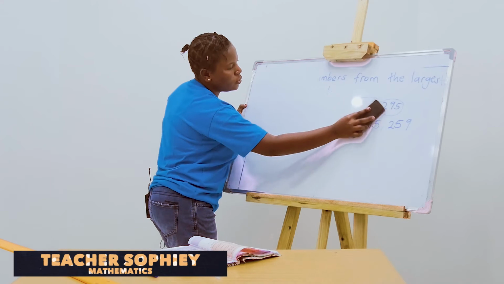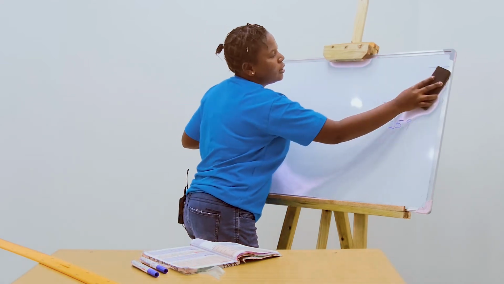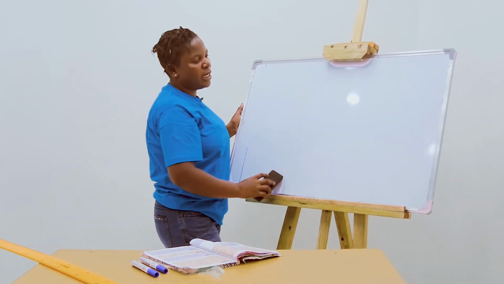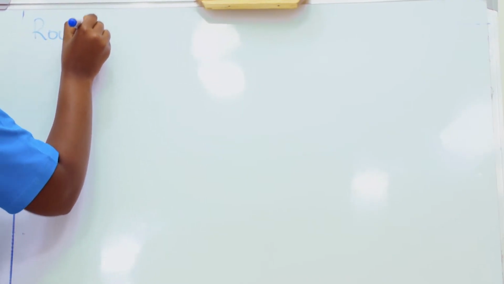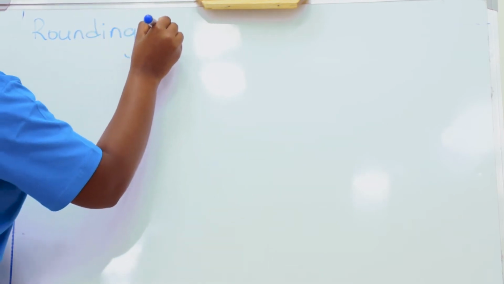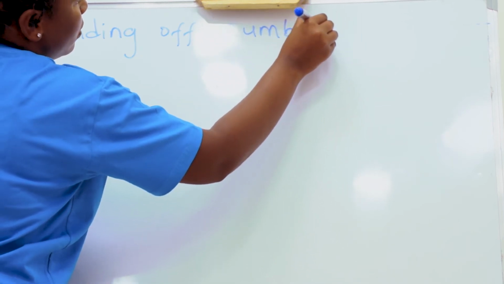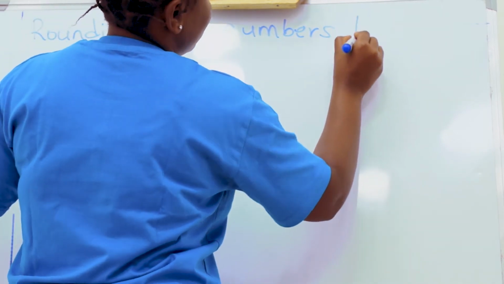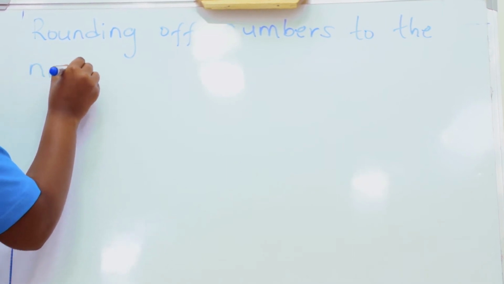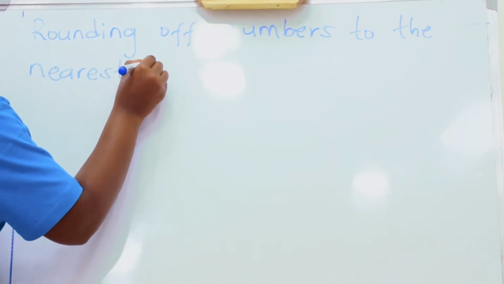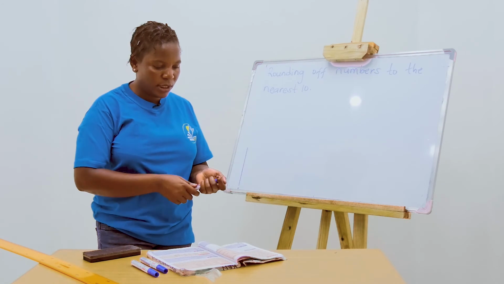So we are going to look at rounding off numbers to the nearest 10. Rounding off numbers to the nearest 10. Let us try out an example here.